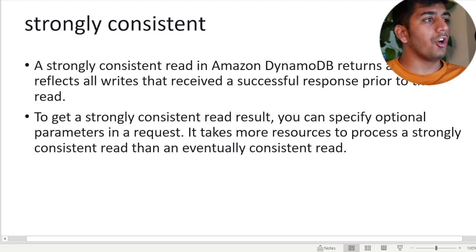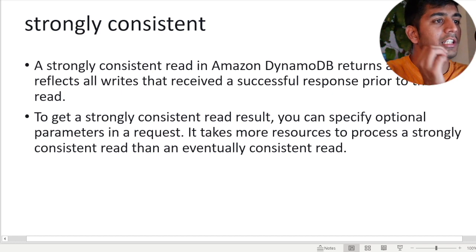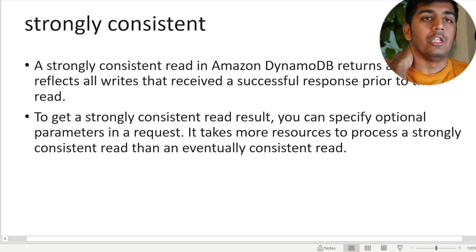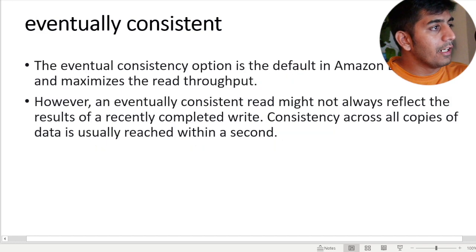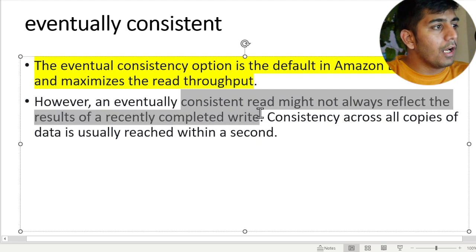Again, we'll read it again. A strongly consistent read in DynamoDB returns a result that reflects all writes that received a successful response prior to a read. To get a strongly consistent read result, you can specify an optional parameter in the request. It takes more resources to process a strongly consistent read than an eventually consistent read. This is also a trick question: they might ask you in the interview where we can save money, on strong or eventual consistency. You can say you can save money in eventual consistency, because eventual consistency is the default, and the read might not always reflect the result of recently completed writes.